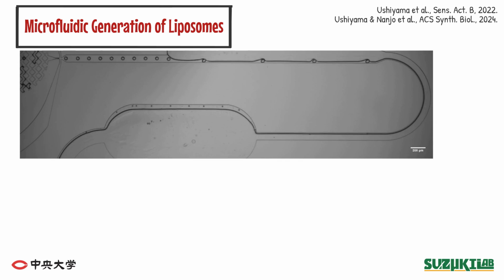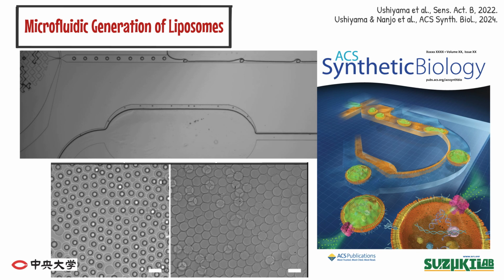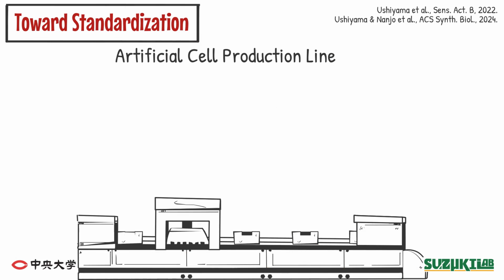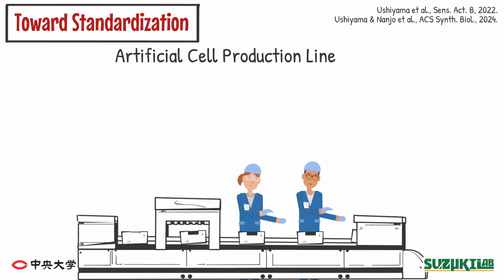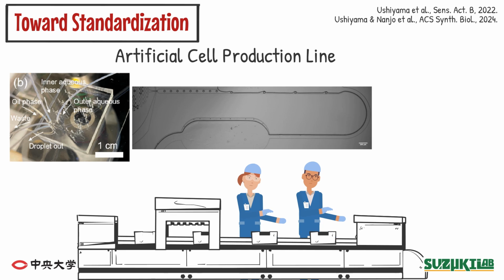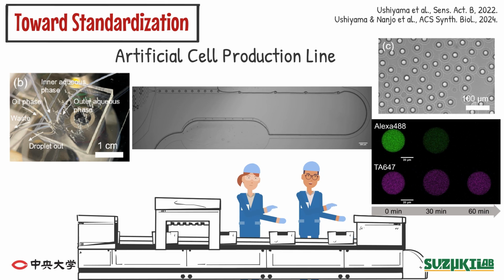In our lab, we have developed a system that allows droplets to pass through an oil and water interface in a microchannel to produce uniform liposomes with good reproducibility. We would like to utilize this technology for producing uniform liposomes toward the standardization of artificial cell manufacturing. As technology develops, standardization becomes necessary. We will continue to strive to develop versatile artificial cell technology that anyone can use.